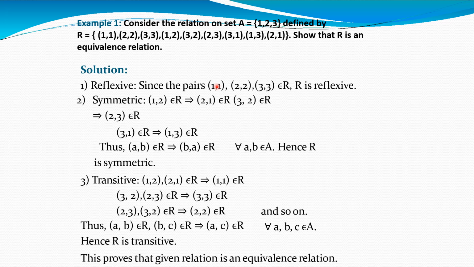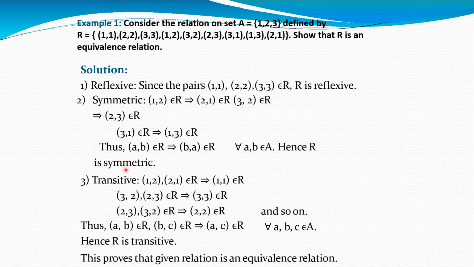So for every (a, b) in R, (b, a) is also present in R and hence the relation is symmetric. So for 2, 3 pairs you can check and then for the remaining pairs just check orally that for (a, b) in R, (b, a) is also in R. Then you can say that the relation is symmetric. But if for at least one pair (a, b) you are not getting (b, a) in R, then the relation is not symmetric. Now the third is transitivity.